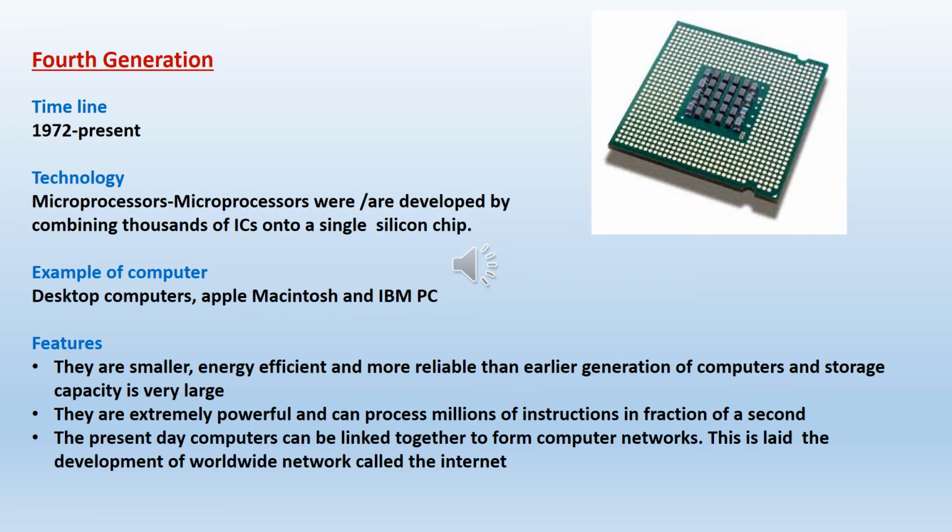So the fourth generation computers, children, are the present computers that we use now. These fourth generation computers have a large storage capacity, are extremely powerful, and can process millions of instructions. Present day computers can be linked together. When computers are linked together, we call it a network. This development laid the worldwide internet for the world.